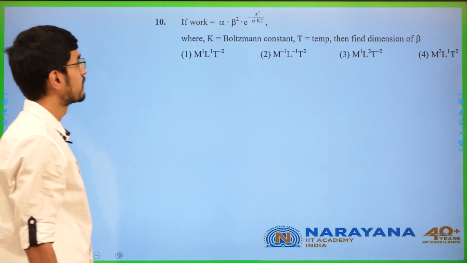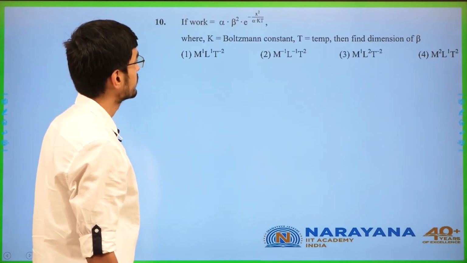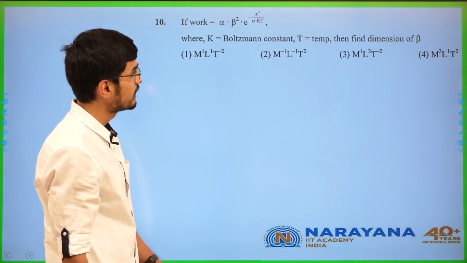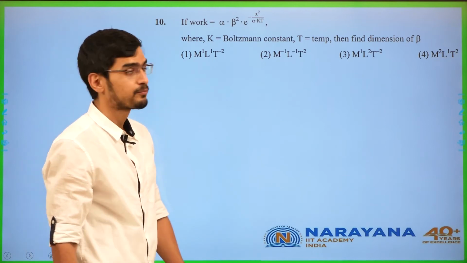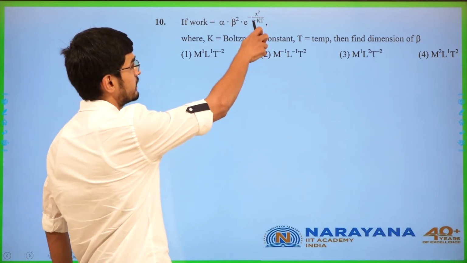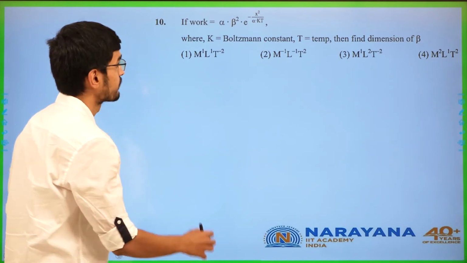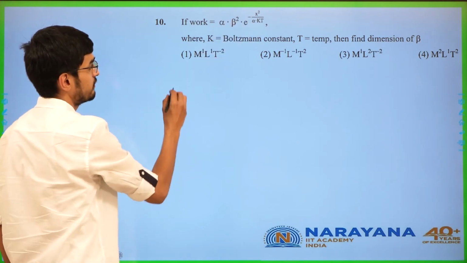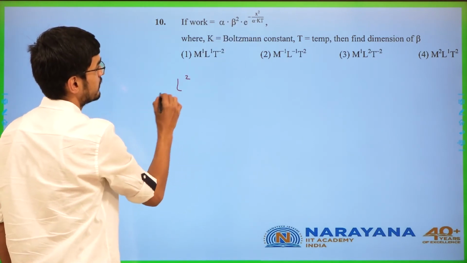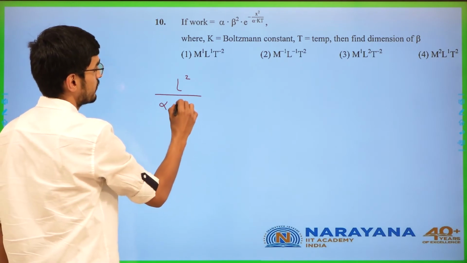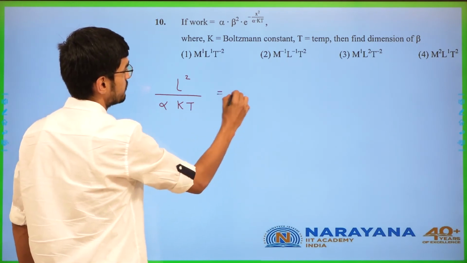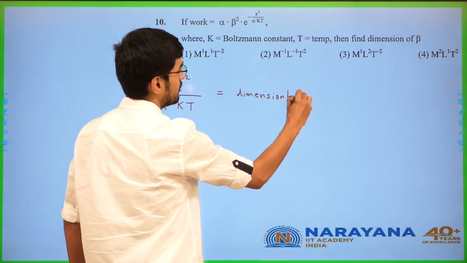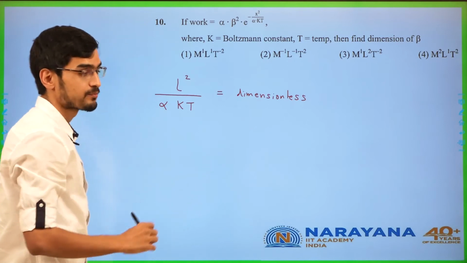Next question. If work is alpha beta square into e to the power minus x square upon alpha into Boltzmann constant into temperature, we have to find the dimensional formula for beta. So to do this, first we will target the dimensional expression for alpha. As we can see, e to the power some expression is written. This x should be some kind of length dimension, so we can say that length square upon dimensions of alpha into Boltzmann constant into temperature should be a dimensionless quantity. Since anything which is present in the power of exponential thing should be dimensionless.